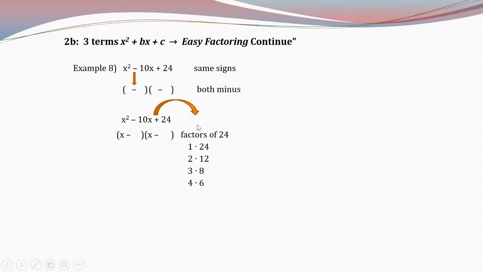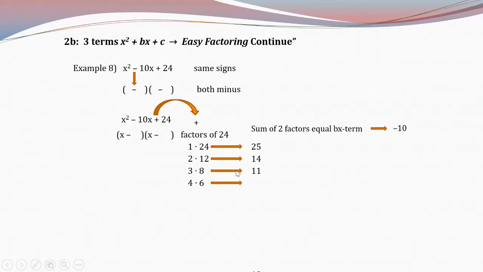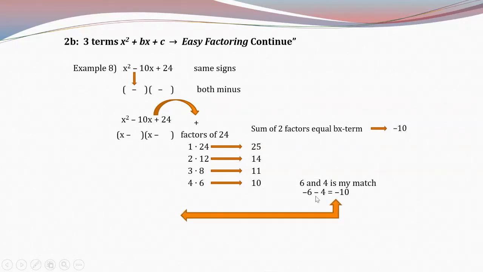Now we're going to add the factors. The sum should give us the bx term, which is negative 10. So here we go: 25, 14 because 2 plus 12 is 14, 11, and 10. If we notice, my match will be 6 and 4. But remember, they're both negatives, so it's going to be negative 6 minus 4, which gives us negative 10. So this is my match. This is my answer.